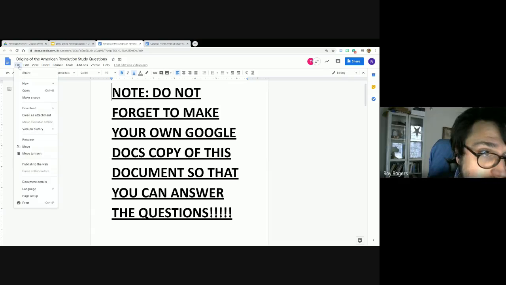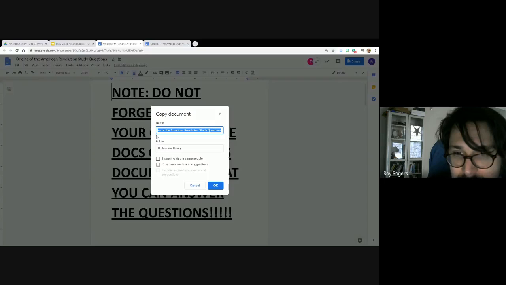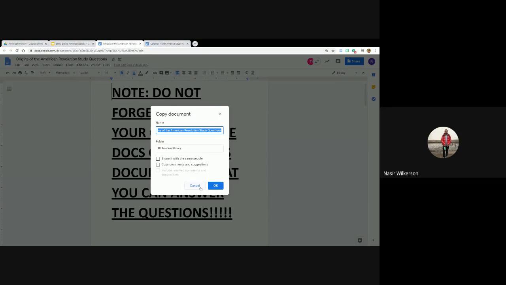All right, you click File, and then there's a bunch of options here. The fourth one says Make a copy, right? You click Make a copy, you get this screen, and you click OK. That's going to make a copy that you can edit.